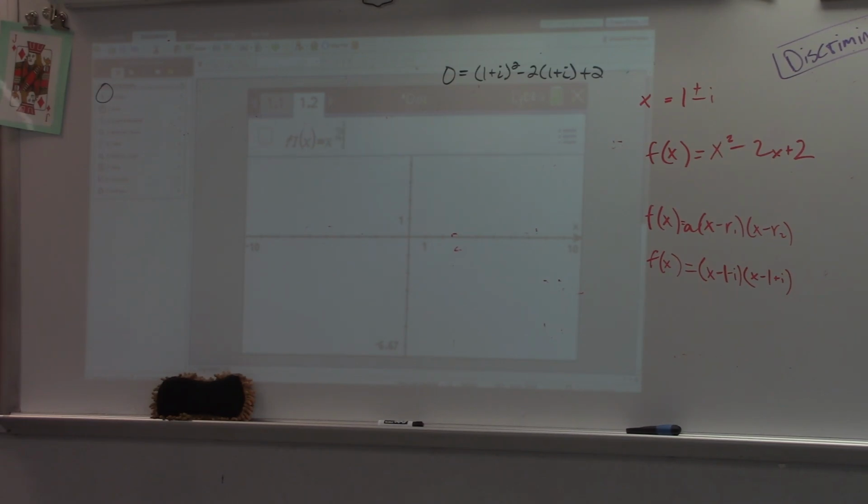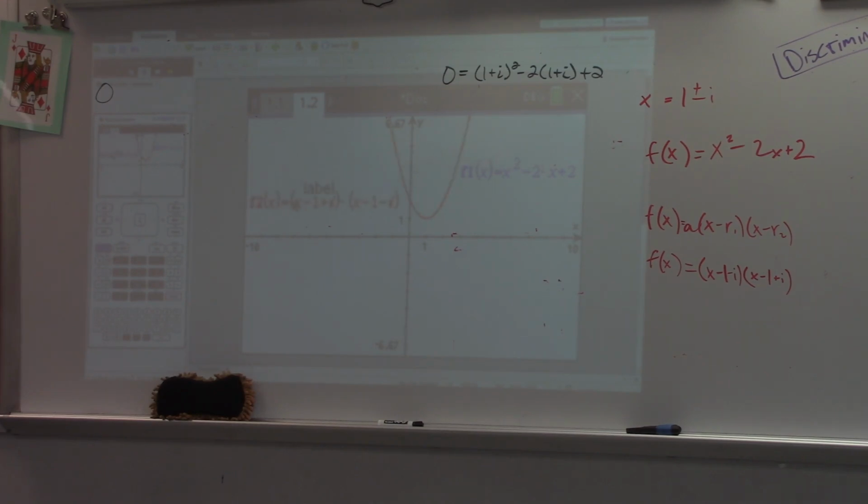X squared minus 2x plus 2. So there's that one. Notice it has all the features we expected it to have. And now x minus 1 plus i, which remember you have to go to the number i, not the letter i. And then x minus 1 minus i. So it's the same.